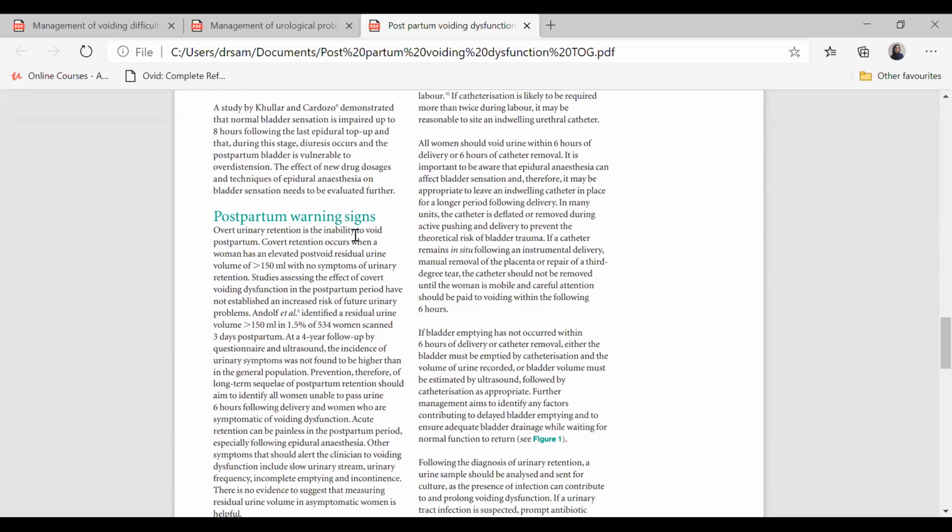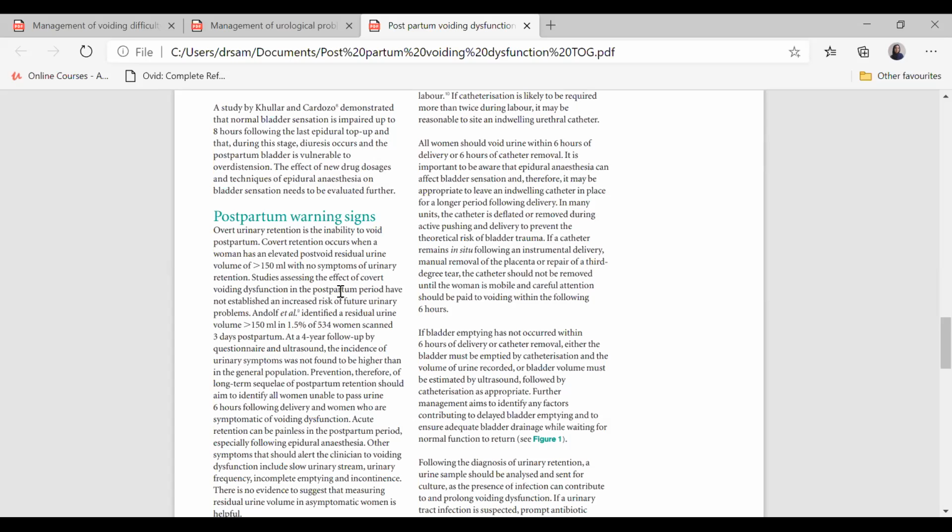Now, let's see. Here they are saying postpartum warning signs. Overt urinary retention is the inability to void postpartum. So she had urinary retention. There are 2 kinds. Covert retention is when a woman has a residual volume of more than 150 ml, so our cutoff is 150 ml, with no symptoms of urinary retention. So she will not feel it, but still she can have retention. It's called covert retention.